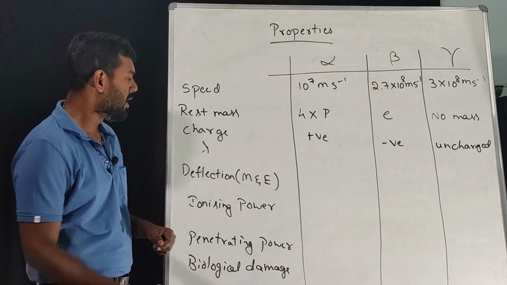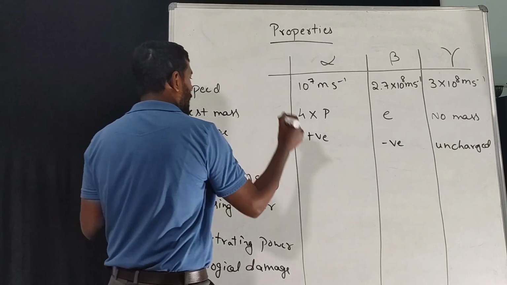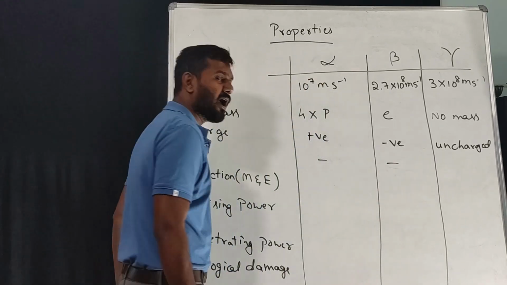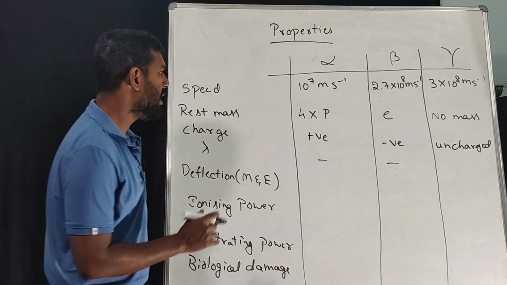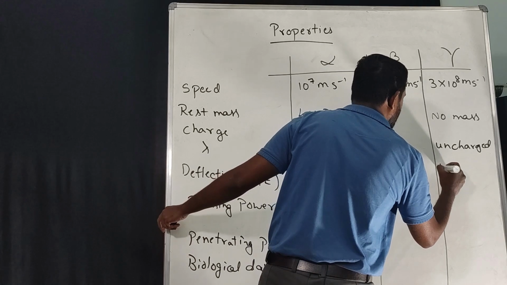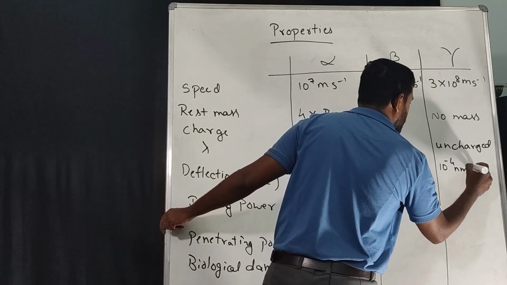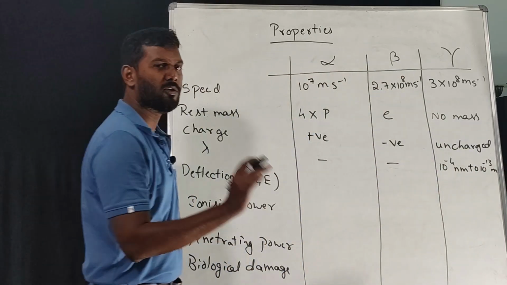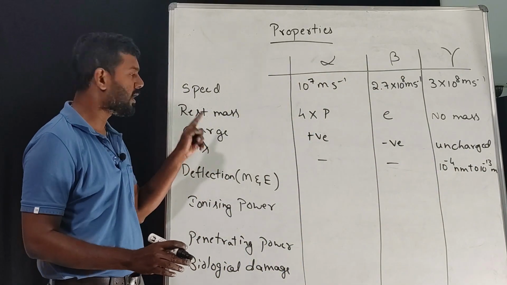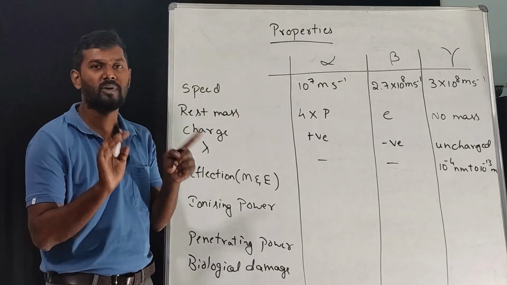Then wavelength. So what is the wavelength of alpha, beta, gamma? See, alpha and beta don't have any wavelength, but gamma has some wavelength. That value is 10 power minus 4 nanometer to 10 power minus 13 meter. So don't worry about the value. Keep one thing in mind, alpha and beta don't have any wavelength, gamma only has wavelength.